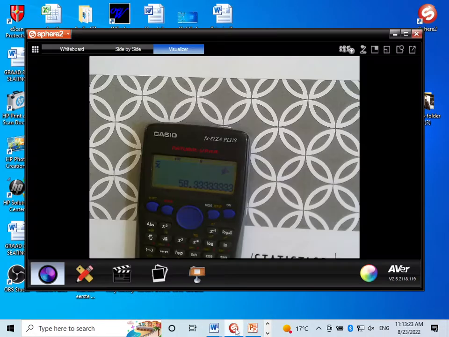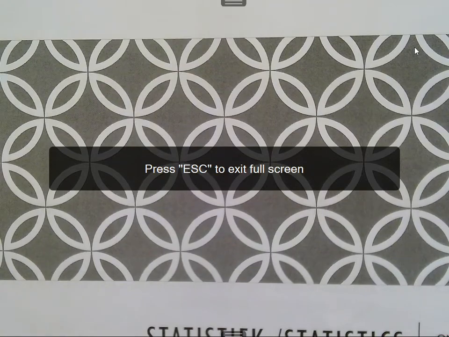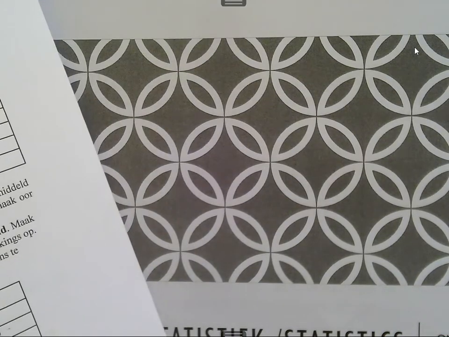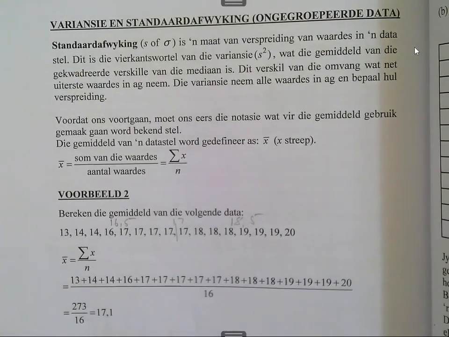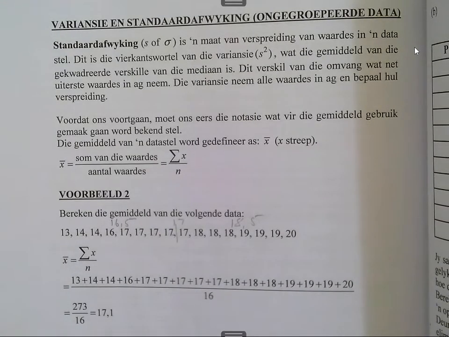Now, the standard deviation is a measure of spreading. You remember like range was a measure of how far it's spread out. So the standard deviation does that as well, and then we also get the variance. But the variance is just the standard deviation squared.